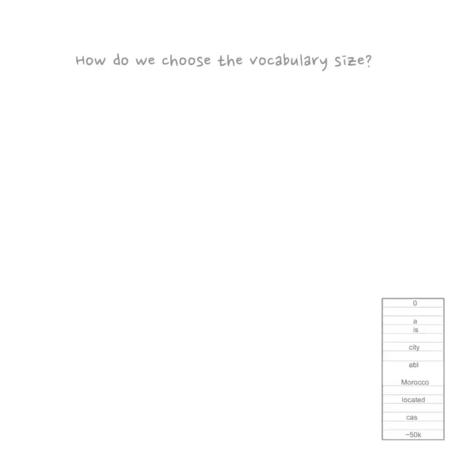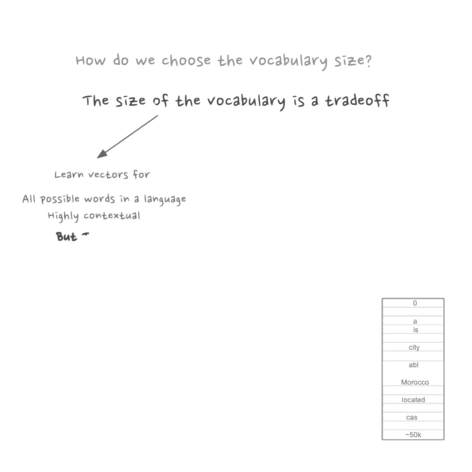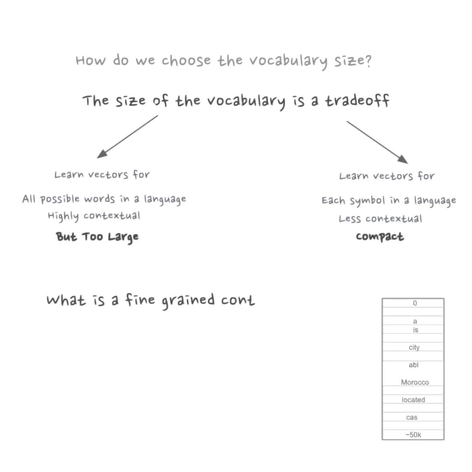The size of the vocabulary is a trade-off. Learning vector representations for all possible words in one language, say English, would make the vocabulary size too large and impractical. On the other extreme, learning vectors just for each symbol in a language would make it challenging to learn fine-grained contextual vector representations. Let's understand what a fine-grained contextual vector representation is by comparing vectors from two different vocabularies but trained on the same corpus.